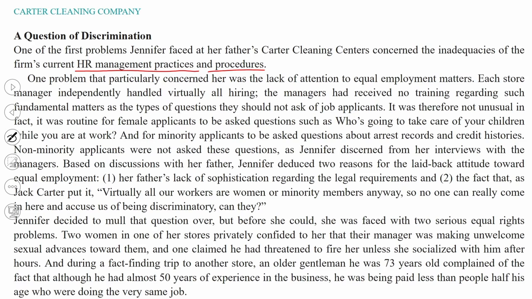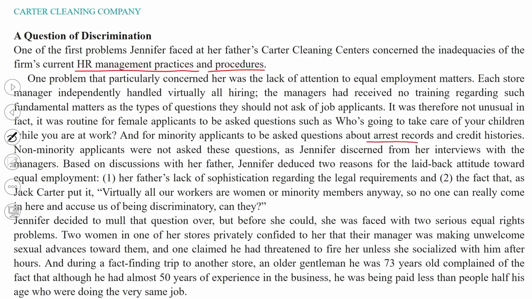One problem that particularly concerned her was the lack of attention to equal employment matters, which essentially translates to what you understand as diversity. Each store manager independently handled virtually all hiring. The managers had received no training regarding such fundamental matters as the types of questions they should not ask of the job applicants. It was therefore not unusual, in fact it was routine, for female applicants to be asked questions such as, who's going to take care of your children while you are at work? And for minority applicants to be asked questions about arrest records and credit histories.